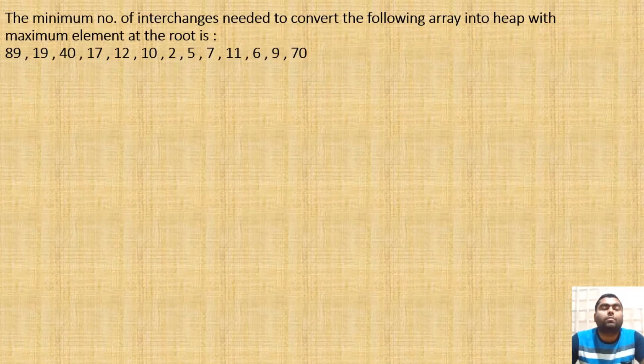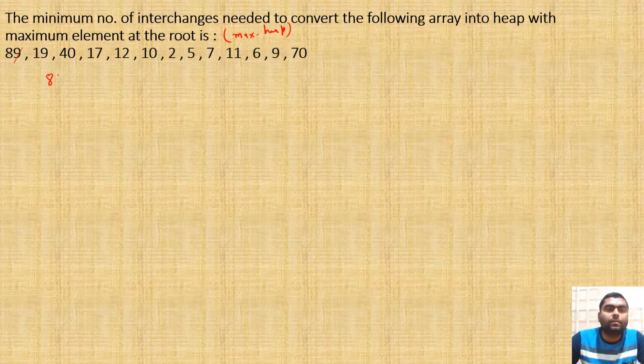Okay, so one more question: the minimum number of interchanges needed to convert the following array into a heap with maximum element at its root. So what is the meaning of that? Maximum element at root means we are supposed to create a max heap. So we need the number of interchanges required. First is 89, so let us do it manually.